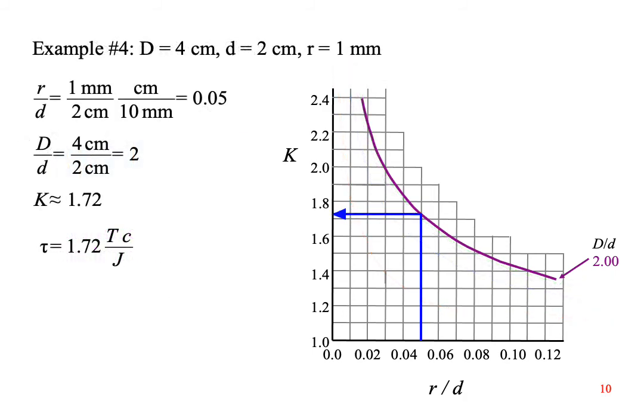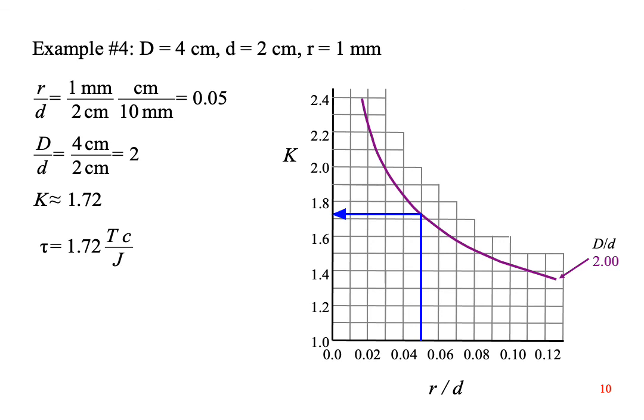Here's how it works. We have a stepped shaft with diameters 2 centimeters and 4 centimeters, with a 1 millimeter radius between them. We can solve this problem in 5 steps. Step 1, calculate r over little d and find the value on the horizontal axis on the chart. Step 2, calculate big D over little d and pick the right curve on the graph. Step 3, run a line up from r over little d equals 0.05 and then cut across where it hits our curve. The value of K is about 1.72.